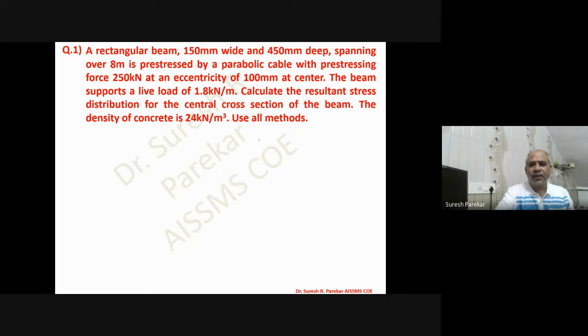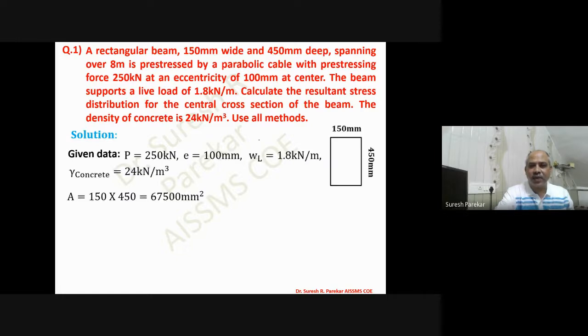Now we are going to take one problem, and we are going to solve it by all three methods. First, we have mentioned the given data over here. Then the area is 150 into 450.